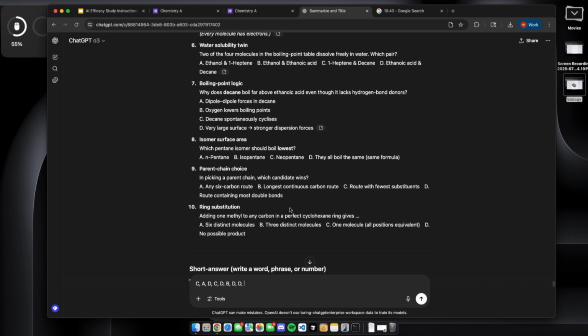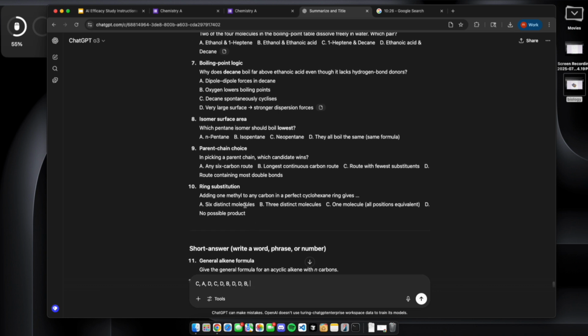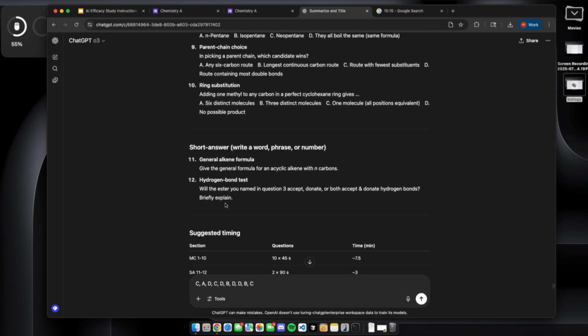Parent chain choice. In picking a parent chain, which candidate wins? Any 6-carbon route, longest continuous carbon route with fewest substituents. Oh, it's the longest carbon route. Ring substitution. Adding one methyl to any carbon in a perfect cyclohexane ring gives, I think, must be C1 molecule. 11 should be CnH2n+2, I think.